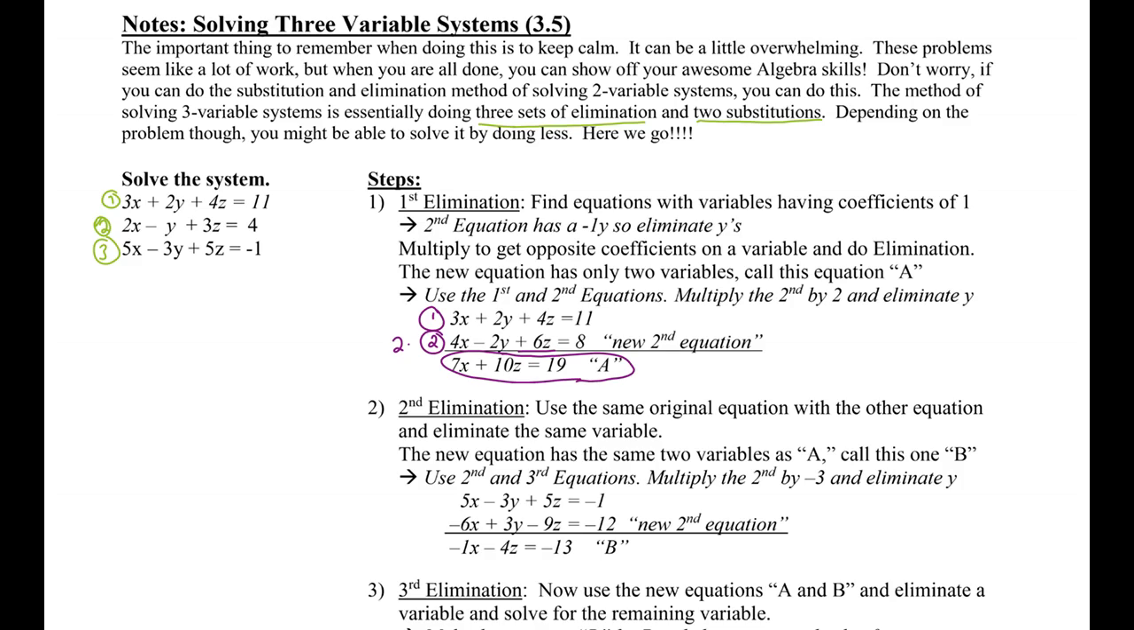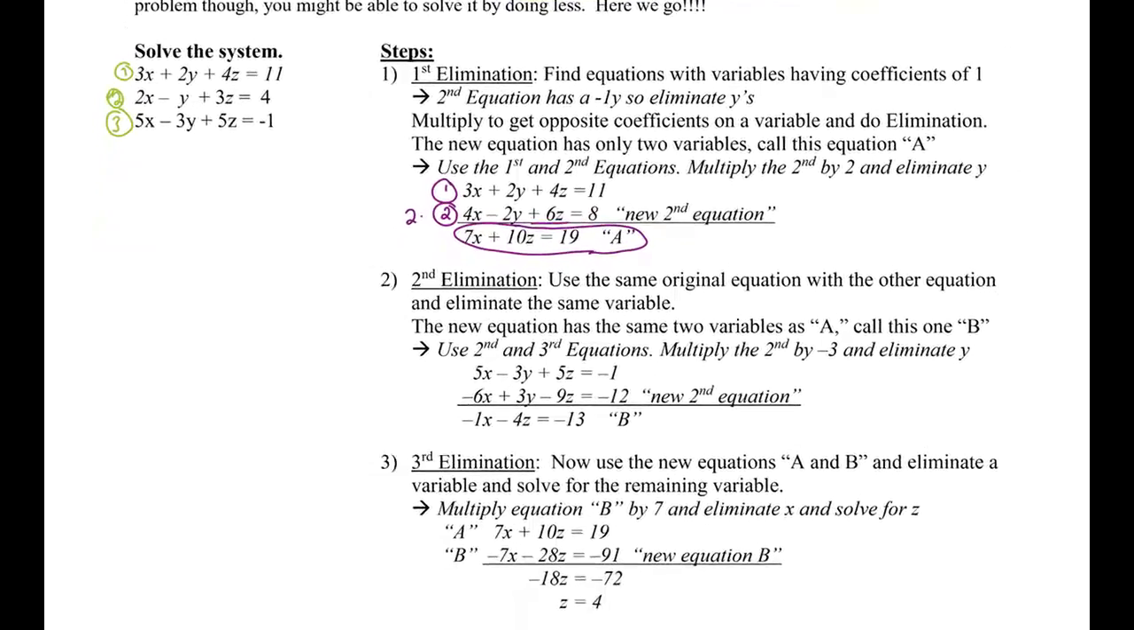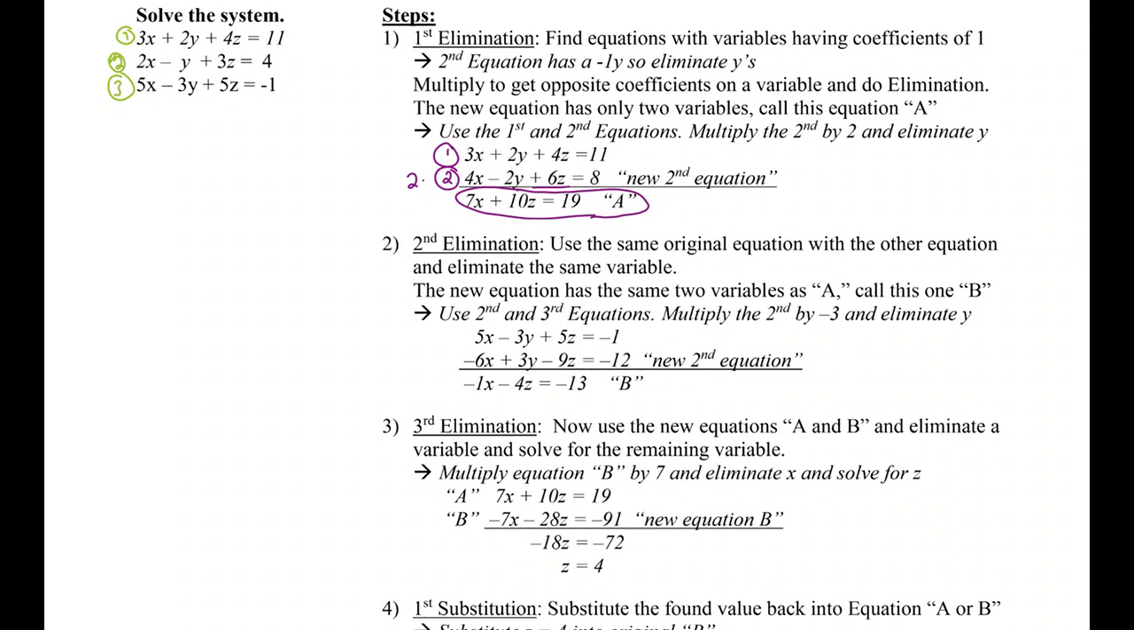Then you're going to work on the second elimination. Because you eliminated y's in the first elimination, we want to eliminate y's again. So we want to eliminate the same variable. So this time it's using the second and the third equation. So here's the third equation. This was the second equation, but it's been multiplied by -3 in order to get this cancellation of the y's. We are then left with a new equation B.